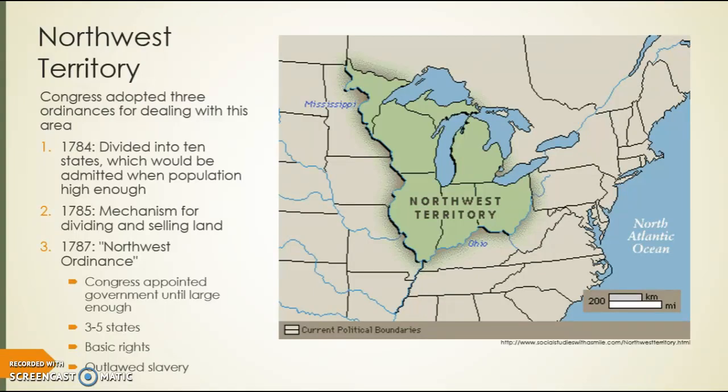And until their populations were high enough, they would just rule themselves, like democratic self-rule by all free adult males. Okay, and as you can tell, that's kind of a vague plan. 1785 is when we get this mechanism for dividing and selling land.